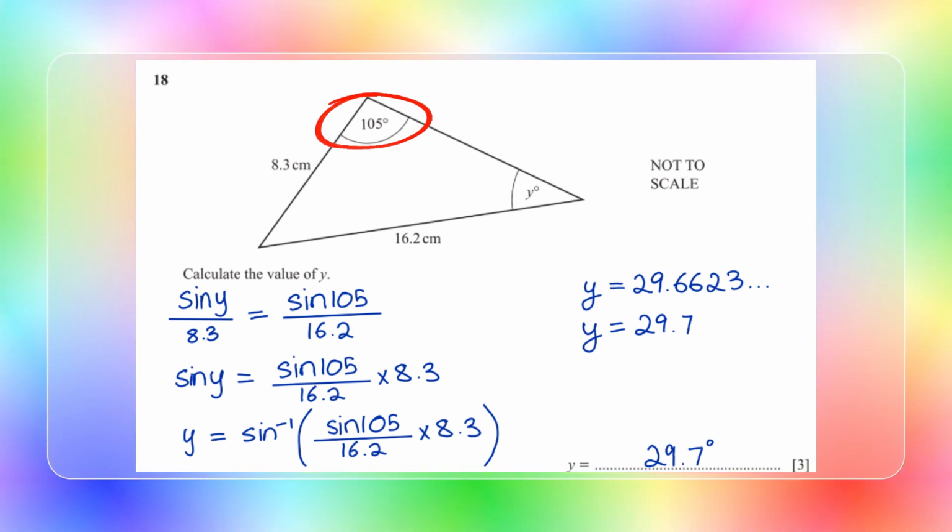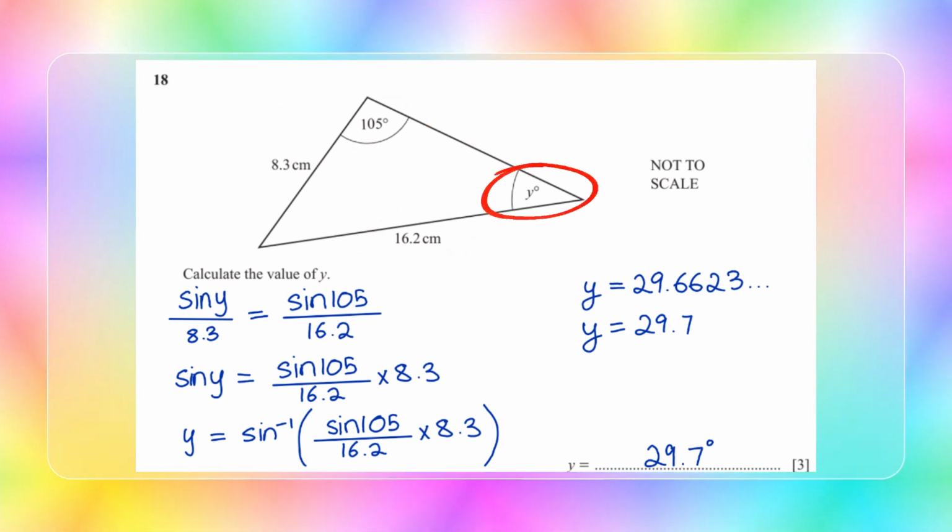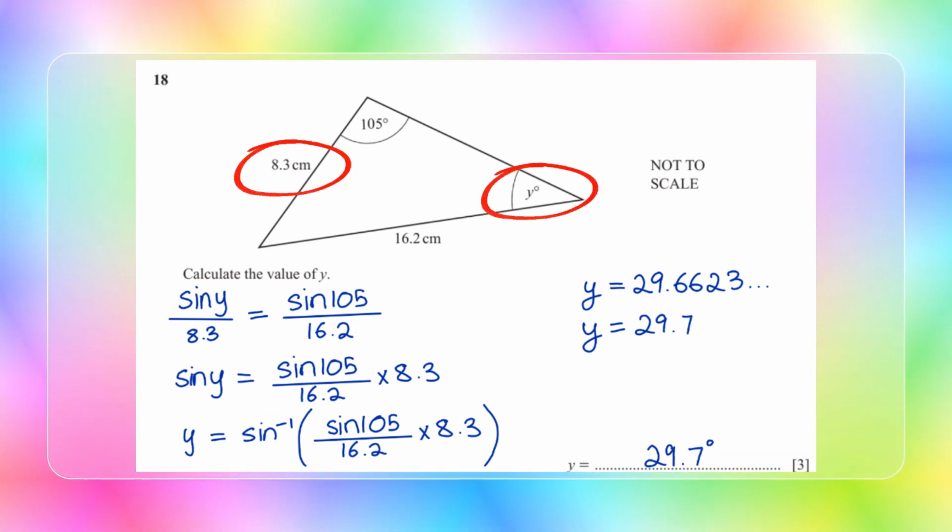So we know the value of this angle is 105 degrees, and we also know the length of the side opposite to this angle, which is 16.2 centimeters. We also know we have to find the value of this angle, which is y, and we also know the length of the side opposite to this angle, which is 8.3 centimeters.